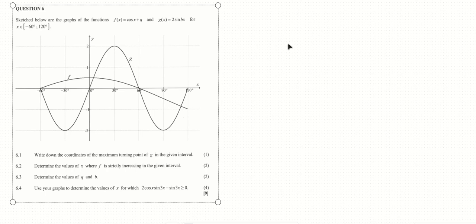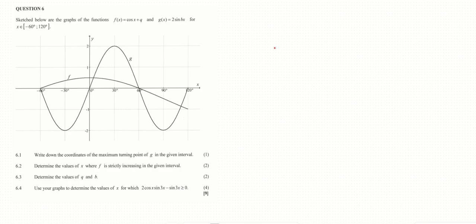Sketch below are the graphs of the function f(x) = a cos x + q. Remember, q shifts the graph up or down, and a gives us the amplitude. b affects the period of the graph. Now these are the two graphs.